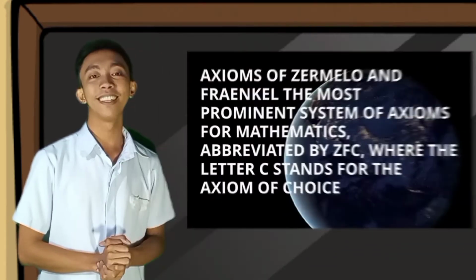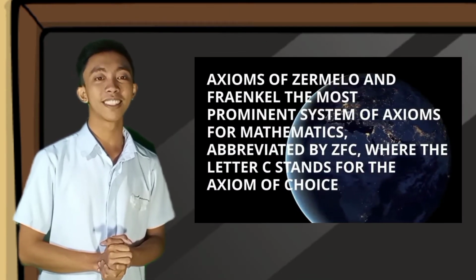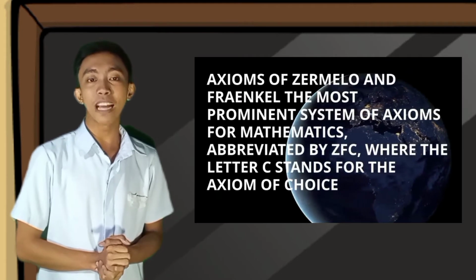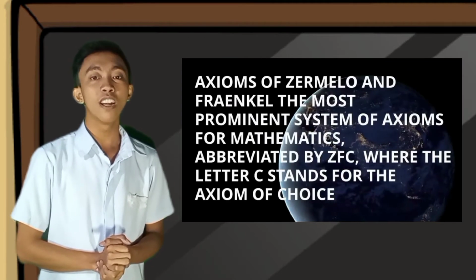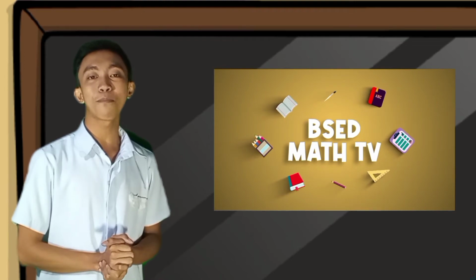Back in the previous module, we learned the axioms of Zermelo and Fraenkel, the most prominent system of axioms for mathematics, abbreviated by ZFC, where the letter C stands for the axiom of choice. Today, let's explore more about natural numbers.